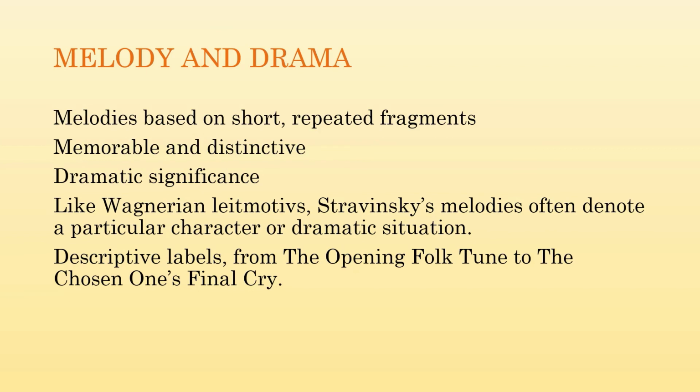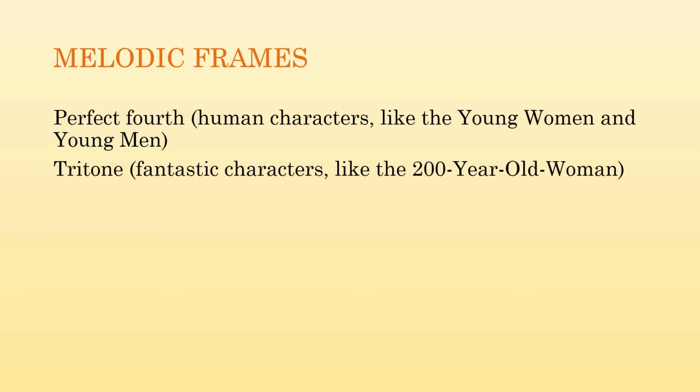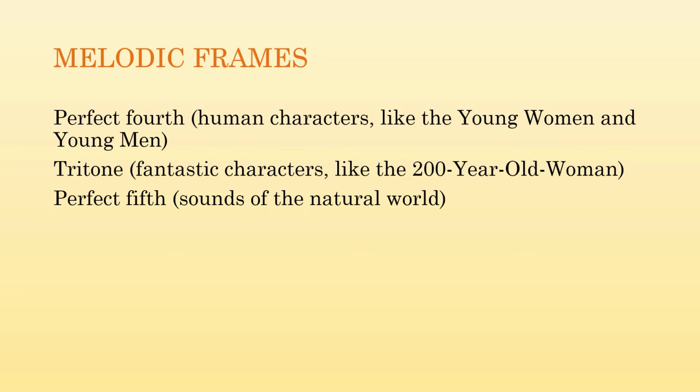I have therefore attached descriptive labels to all of the principal melodies, from the opening folk tune to the chosen one's final cry. Most of the melodies in the Rite of Spring lie within one of three intervallic frames: a perfect fourth, a tritone, or a perfect fifth. The melodies within a perfect fourth usually represent human characters, like the young women or the young men. The melodies within a tritone usually represent fantastic characters, like the 200-year-old woman and half beast. And the melodies within a perfect fifth often represent the sounds of the natural world.